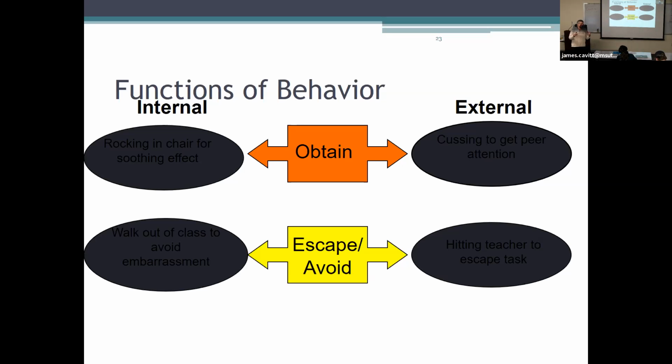See how those are a little different, but it's escape versus to avoid embarrassment, those kinds of things. So get something or escape something. That is the big takeaway.